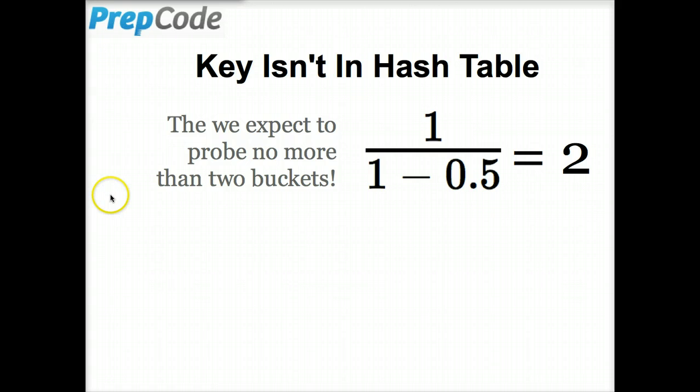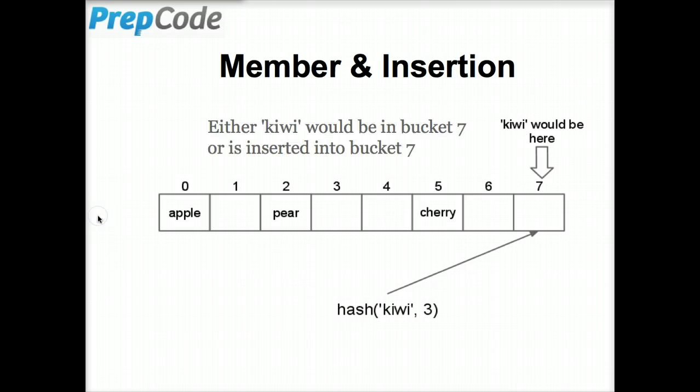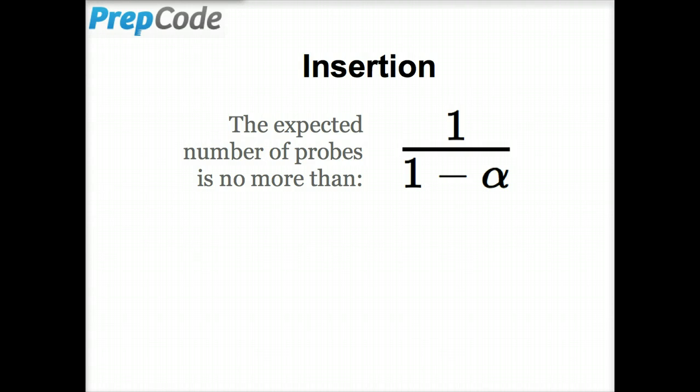Notice that both an unsuccessful member operation and insertion operation go through the same probing sequence, except that the insertion operation inserts a new record at the end of its sequence. Thus, both the insertion and member operations can be described with the same expression. The average number of bucket probes for an insertion operation is then 1 over 1 minus alpha.